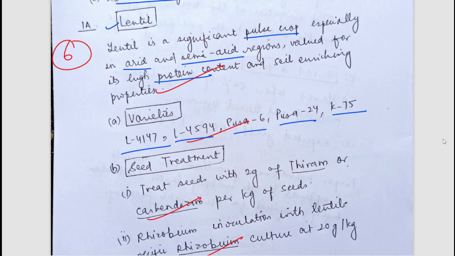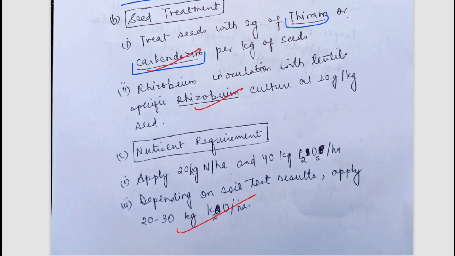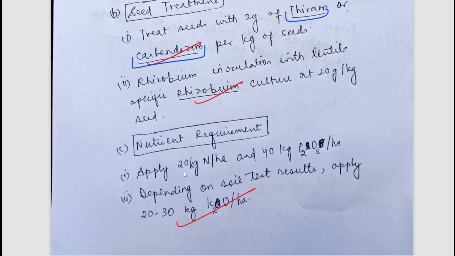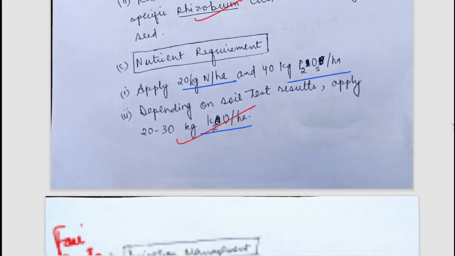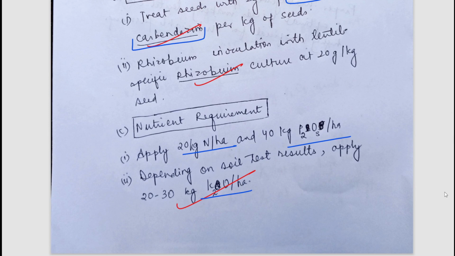Now seed treatment has been mentioned, using thiram and carbendazim. The nutrient requirement has been mentioned, how much nitrogen, how much phosphorus, how much potassium is required. So a well written answer. As I will be discussing the points in brief, if you want to read the answers in detail, you can simply pause the video and read it. अगर आपको डिटेल में आंसर्स पढ़ना है तो simply you can pause the video and read it.